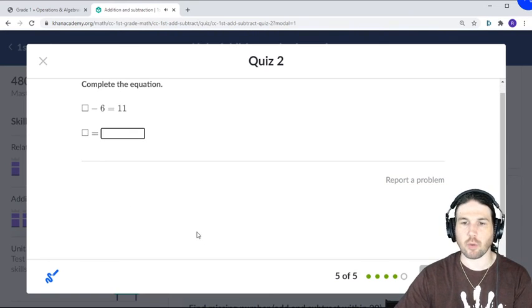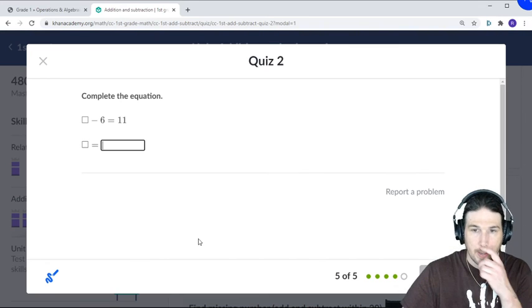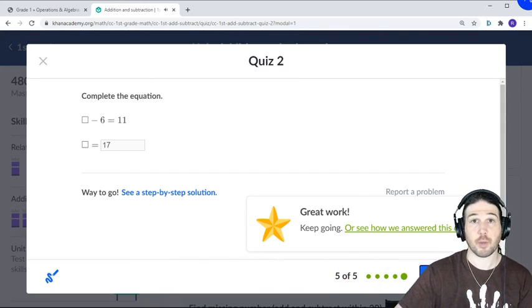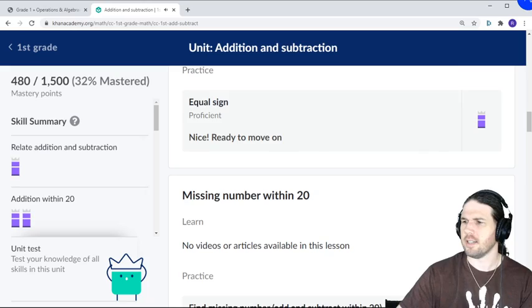Blank minus 6 equals 11. Well, let's see. 11, 12, 13, 14, 15, 16, 17. So I think it's 17. And that's it for quiz 2. Easy peasy, my friends. We got this.